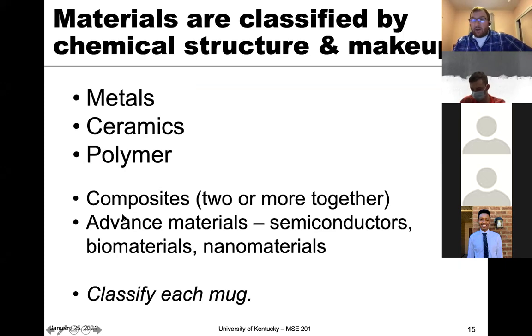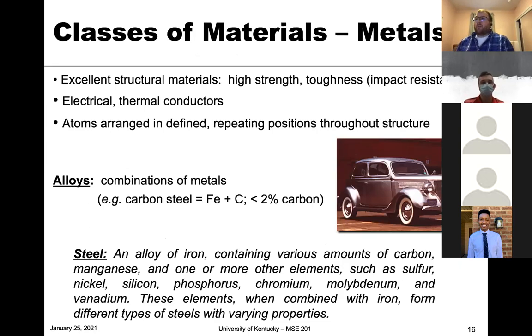You can often find other classifications like composites. That's basically when we put multiple categories together. Or we can talk sometimes about advanced materials, so maybe semiconductors, biomaterials, nanomaterials. You might see a lot of other classifications, but usually we think of metals, ceramics, polymers, and composites. So the exercise with the mug was to get you thinking about what the various properties of these classes of materials are.